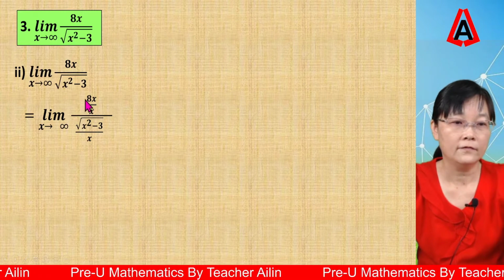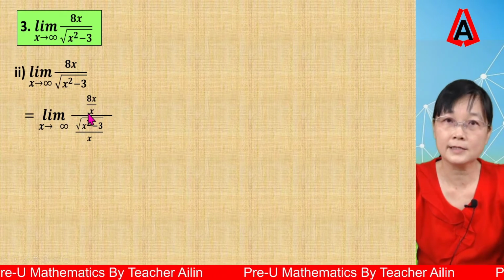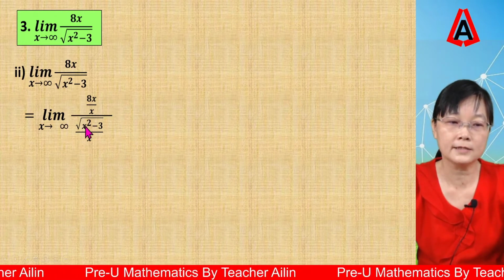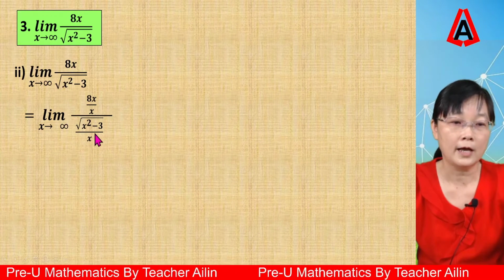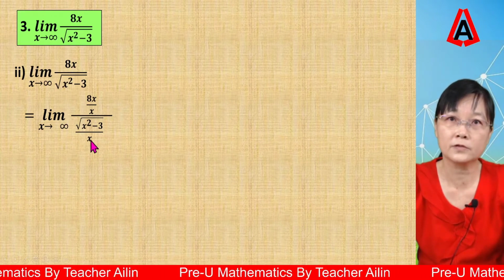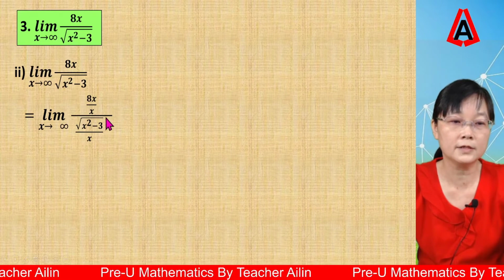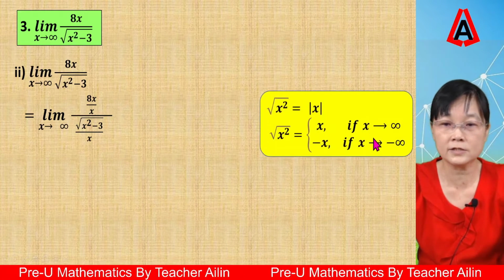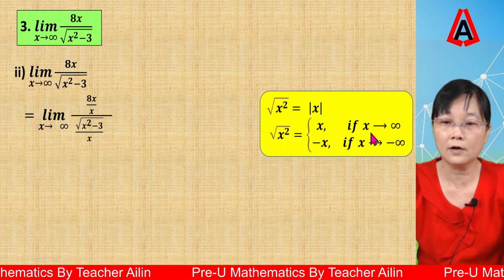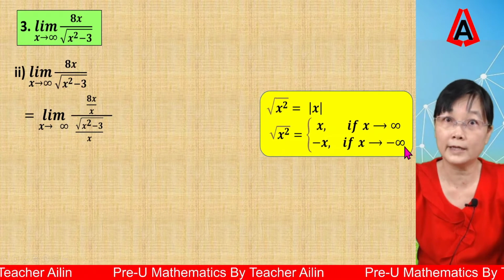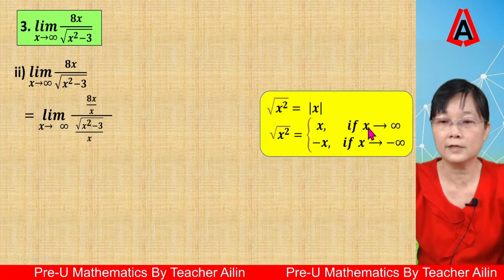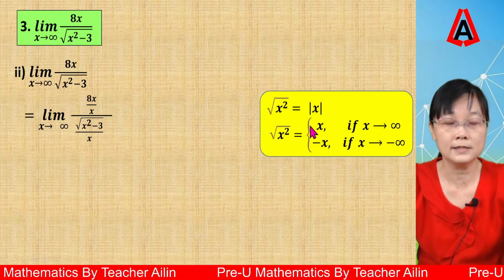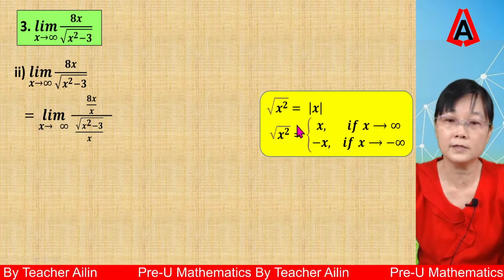Then, for 8x over x, the x and x can be cancelled, and it becomes 8. For this one, before I can cancel x with x power 2, I must change x to a square root, because x power 2 here is under the square root. And same thing, if we want to change x to a square root, it depends on whether x is positive or negative. If x is positive, where x approaches positive infinity, x is equal to the positive square root of x power 2.